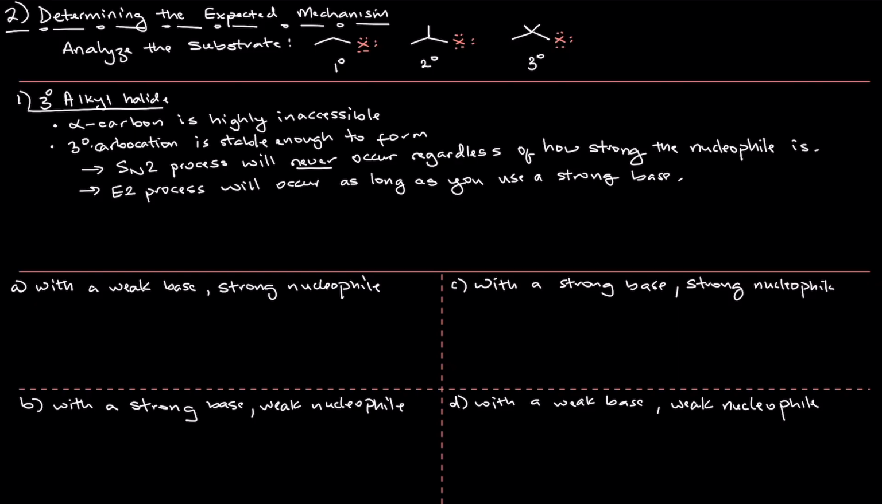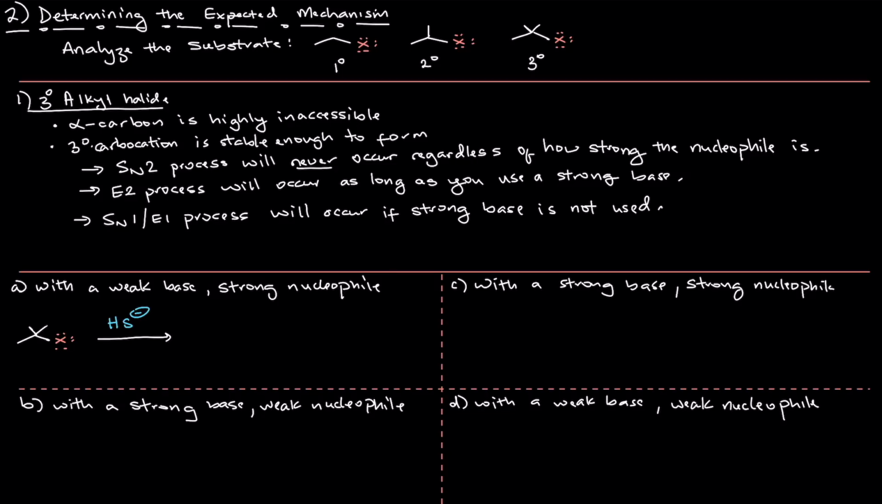However, your E2 process will indeed occur as long as you use a strong base, because the moment you have these tertiary alkyl halides, you have many options for beta hydrogens that could be deprotonated. So your E2 process will certainly occur in the presence of a strong base. However, given that you can indeed form tertiary carbocations, as long as you don't use a strong base in the solution, then the reaction is just going to wait there until a carbocation forms, and then you can go through a substitution or elimination process.